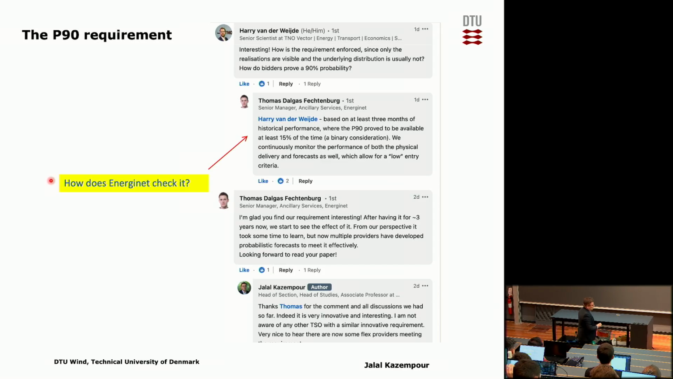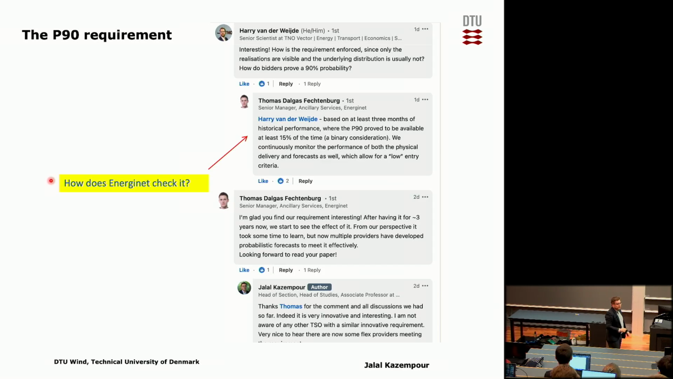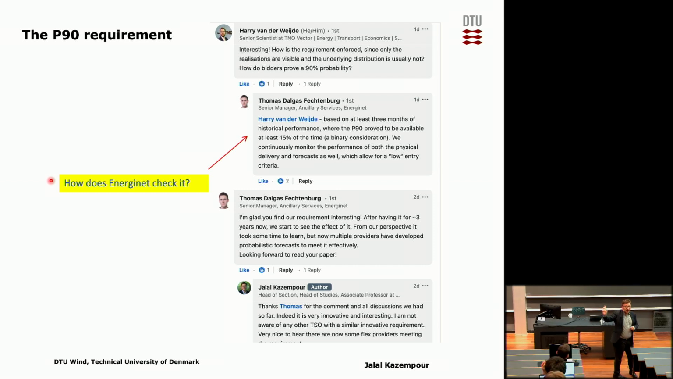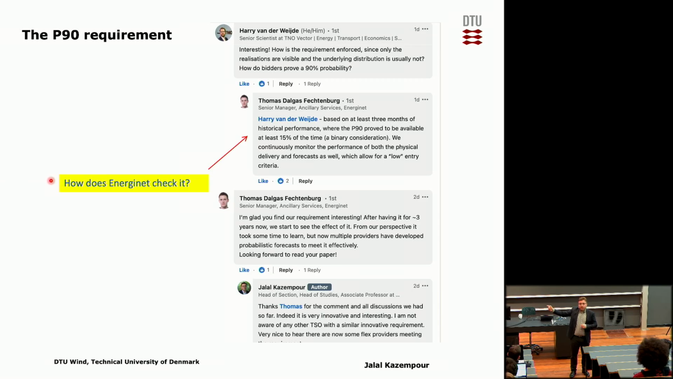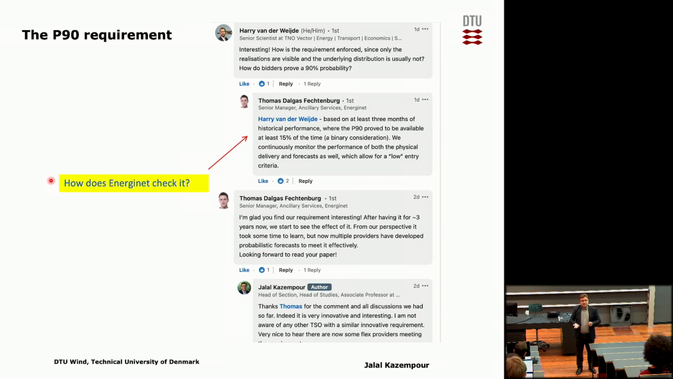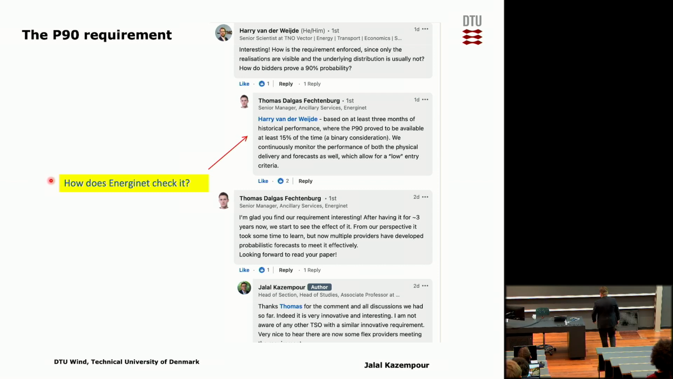And by the way, if you are activated and you are unsuccessful in delivery, then the TSO needs to find an alternative resource for activation. Also, you will be penalized for the unsuccessful activation and for being paid for the alternative resource. But in the case of FCRD, since it's not very common to activate that service, you can assume that will not happen a lot. Are you all following me? Good.